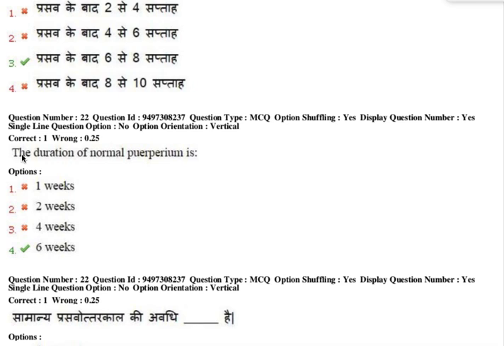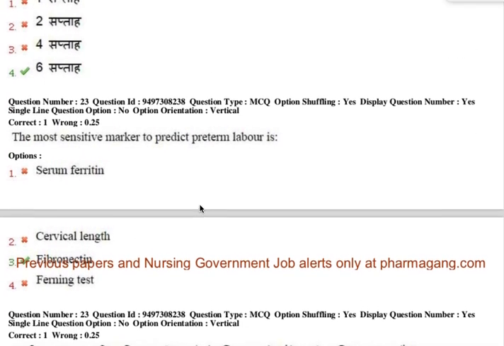Next question. The duration of normal puerperium is. Right answer is 6 weeks. The duration of normal puerperium is 6 weeks.